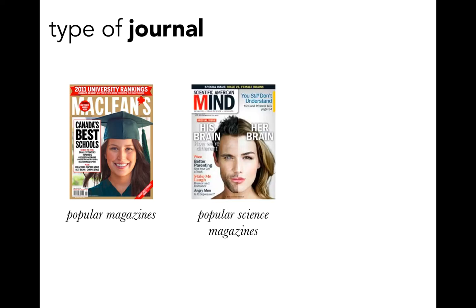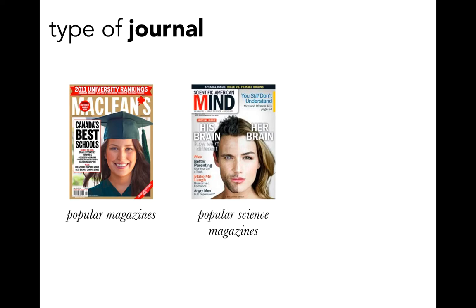There's also popular science magazines that are related to the field. So for psychology, there's Scientific American Mind, for example. And these are good to start learning about what's current or what's a hot topic in a particular area. But again, it's not totally appropriate for citing in a university level research assignment.